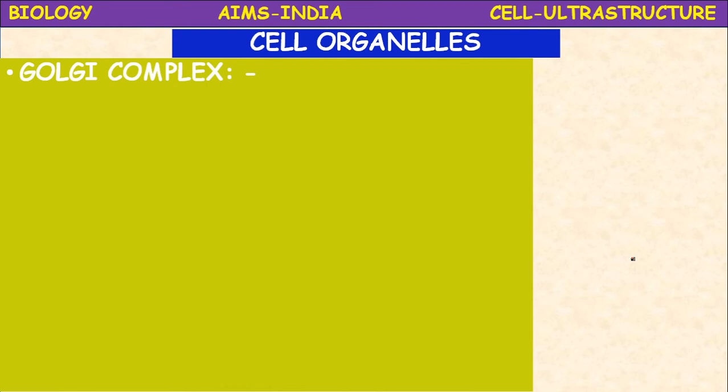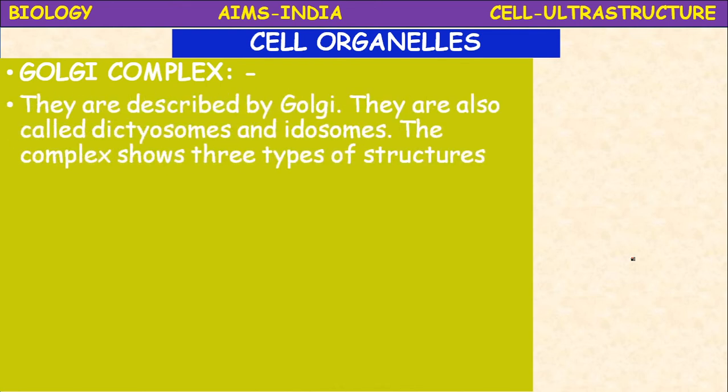Next, Golgi complex. It is another important cell organelle. It was discovered or described by Camillo Golgi, hence it is called the Golgi complex. They are also called dictyosomes, particularly in plant cells, where the Golgi complexes are called dictyosomes.